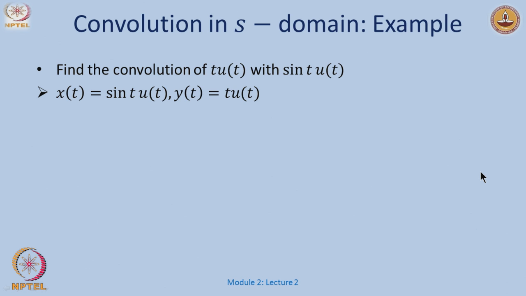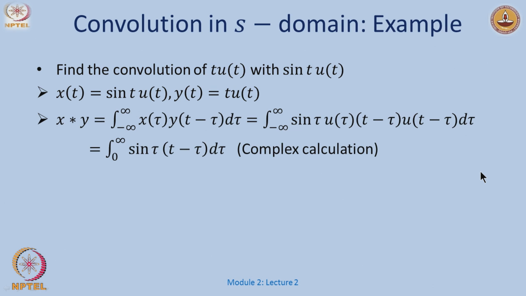Okay. So, as an example, I want to find the convolution of a signal t u of t with sin t u of t. This is like the unit step, and this is like t. So, x of t is sin t u of t and y of t is t times u of t. If I just go by the formula, the integral from minus infinity of x of tau y of t minus tau d tau, I just substitute for each of the signals, and since u of t is the unit step starting at t equal to 0, I need to compute this kind of complicated looking integral.